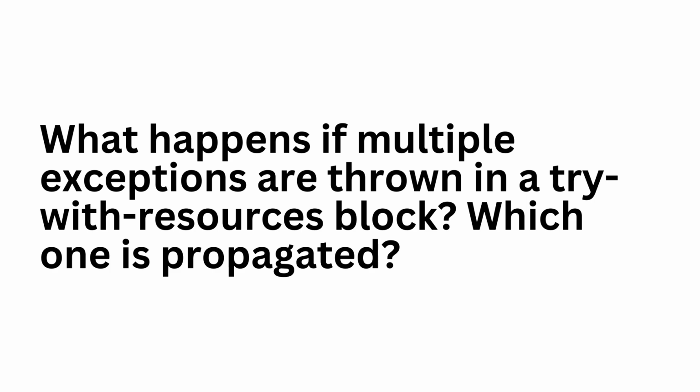The exception that occurs in the try block is the primary exception, and it is the one that is propagated to the caller. If an exception occurs during the closing of the resources, it will be suppressed and added to the list of suppressed exceptions of the primary exception. Now how are these suppressed exceptions managed? The suppressed exceptions are available through the getSuppressed method of the primary exception. These suppressed exceptions do not prevent the primary exception from being propagated. They are simply recorded for informational purposes.